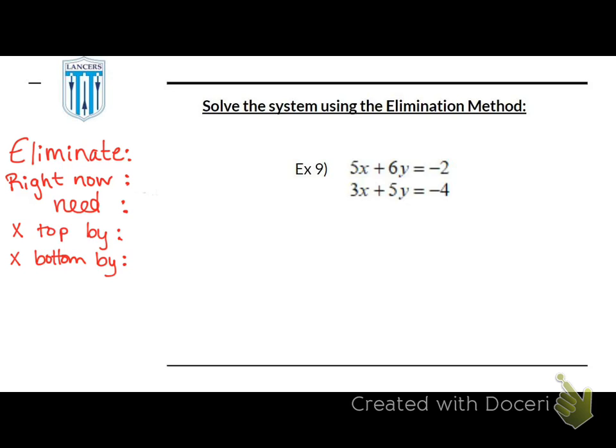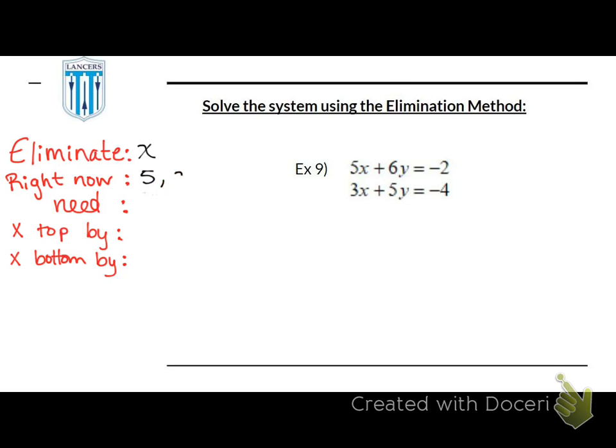So who wants to pick? Nobody wants to pick X or Y? X. Okay, we'll eliminate X. So we just have to make a decision and go for it. It really doesn't matter what decision you make, but your decision for what you eliminate determines what you do the rest of the problem. Right now, what are the coefficients on X?